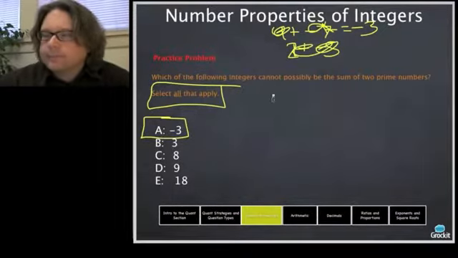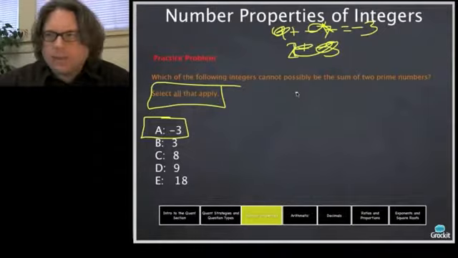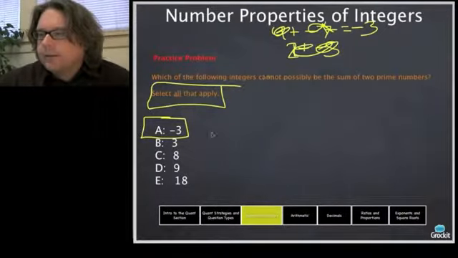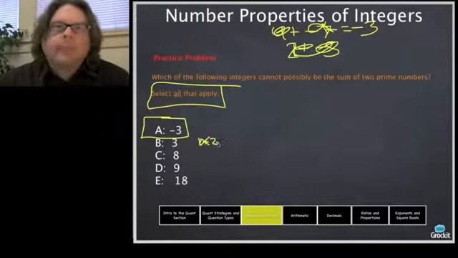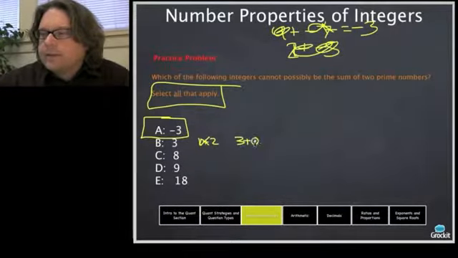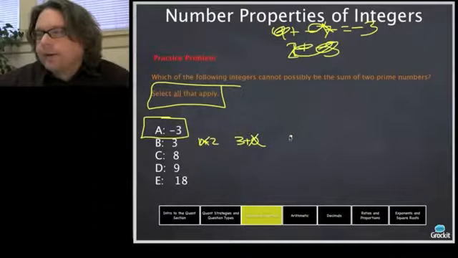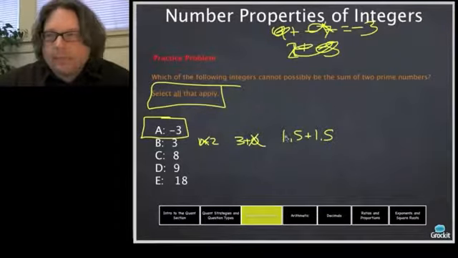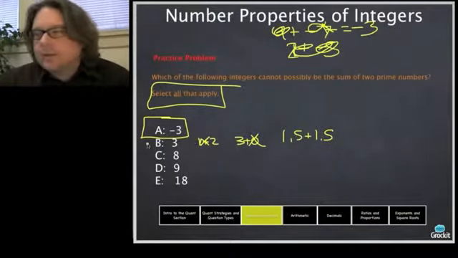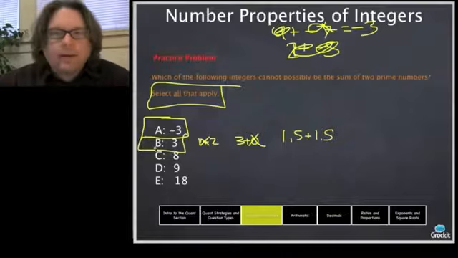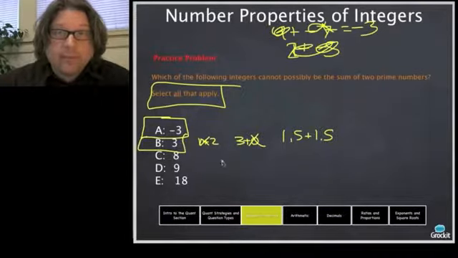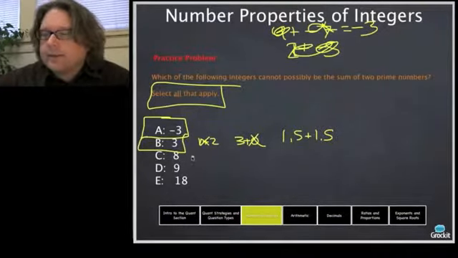What about 3? What numbers can we add together to get 3? We can add 1 plus 2, but remember 1's not prime. We can add 3 plus 0, but remember 0's not prime. We could add 1.5 and 1.5, but those are also not prime because primes don't have decimals or fractions. So 3 is also a number that cannot be the sum of two prime numbers, and therefore it's one of our answers. What about 8?